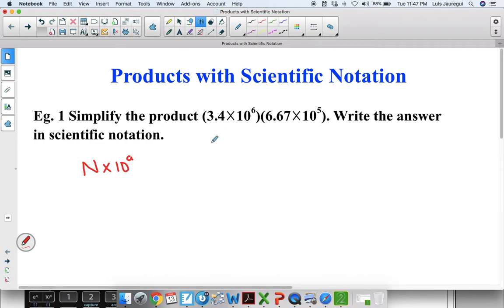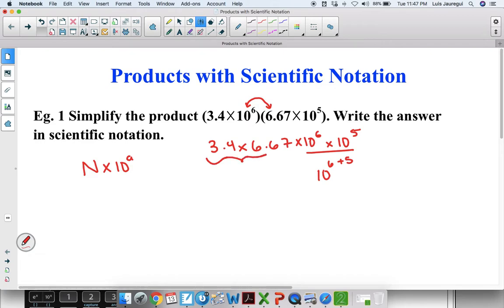So we're going to keep the 3.4 as it is, and then we're going to use the commutative property, so we can swap these two values. So we can say that we have 3.4 times 6.67 times 10 to the 6, and then we bring the 10 to the 5th here as well. Now, since these two factors have the same base, using the properties of exponents, we're going to add the exponents and keep the base.